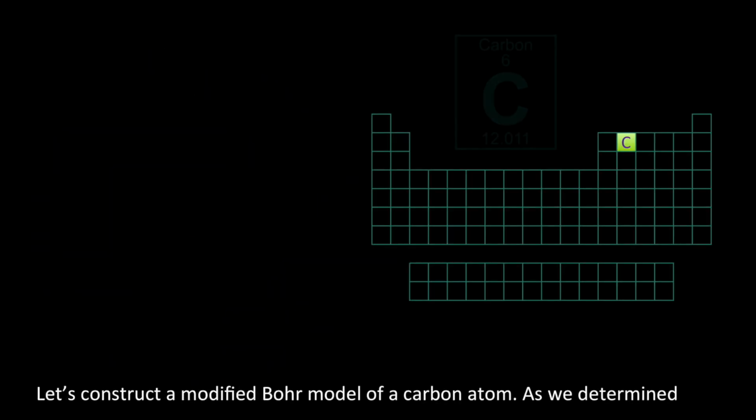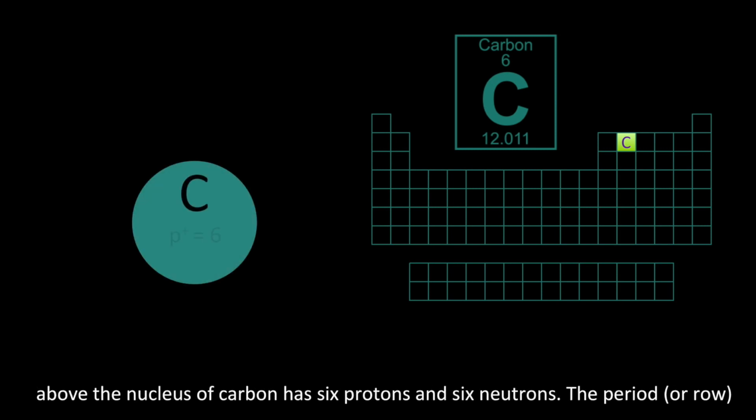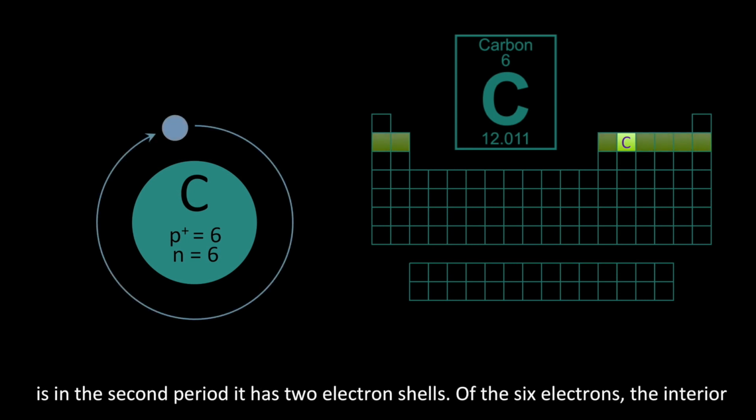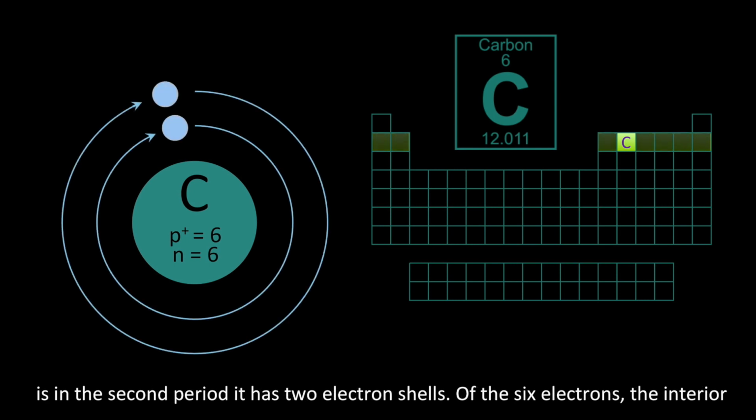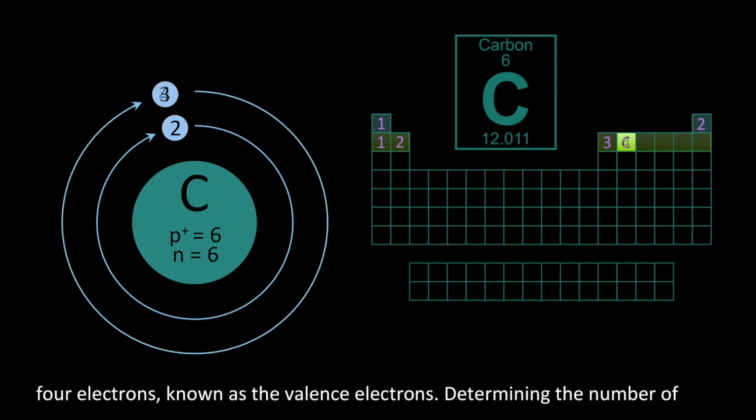Let's construct a modified Bohr model of a carbon atom. As we determined above, the nucleus of the carbon has 6 protons and 6 neutrons. The period or row in which an element is in determines the number of electron shells. Since carbon is in the second period, it has 2 electron shells. Of the 6 electrons, the interior orbital fills first, with 2 electrons, and the valence shell contains the remaining 4 electrons, known as the valence electrons.